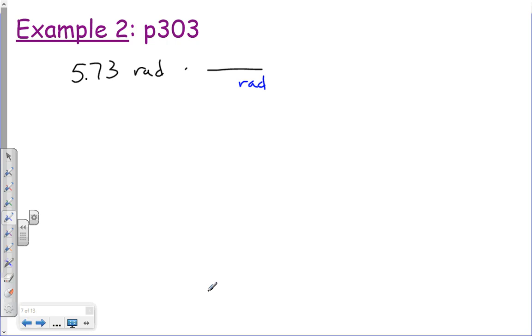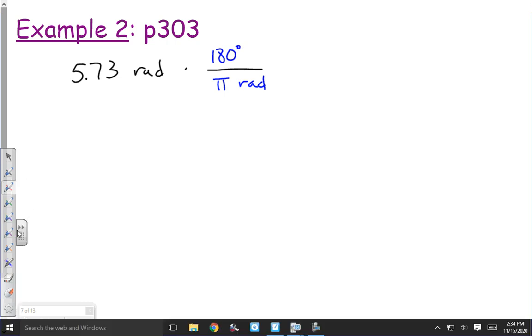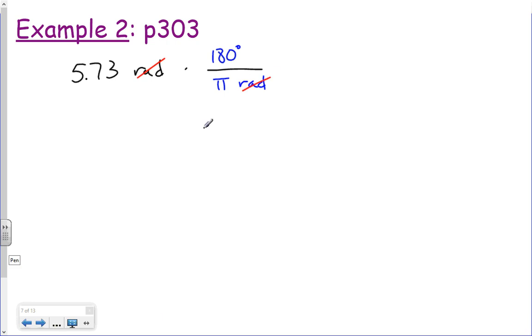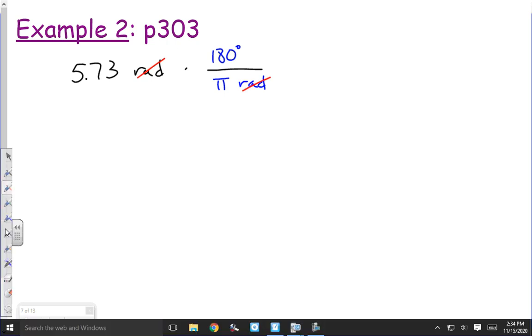So I know that pi radians and 180 degrees are the same. There's my clever form of 1. My radians will cancel out, and I'll be left with degrees as a result of this. I would suggest that we grab our calculator and see what we end up with. If I take 5.73 and multiply it by 180 over pi, grab your calculator and let's punch that in.